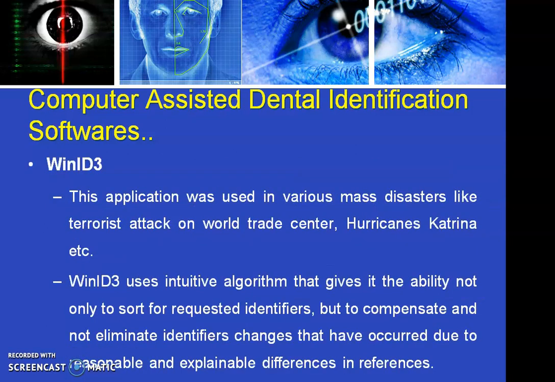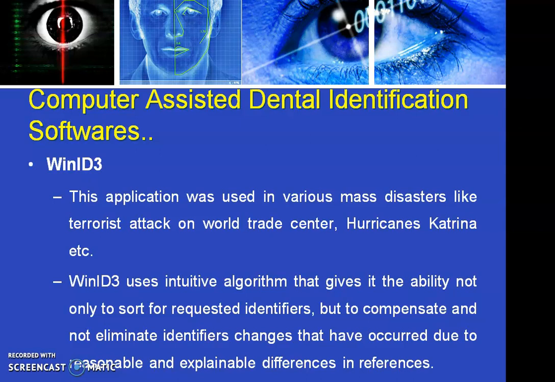The latest software is the WinID 3. This application was used in various mass disasters like the terrorist attack on the World Trade Center, and in hurricanes like Katrina, etc. It uses an intuitive algorithm that gives it the ability not only to sort for the requested identifiers but to compensate and not eliminate the identifiers.